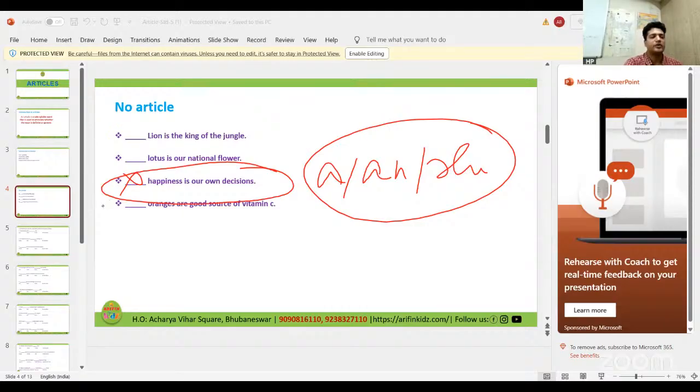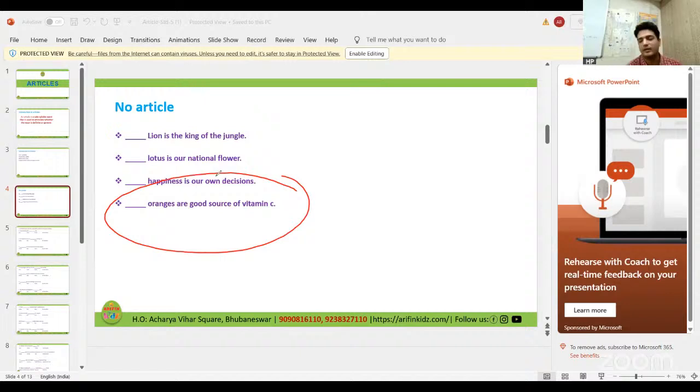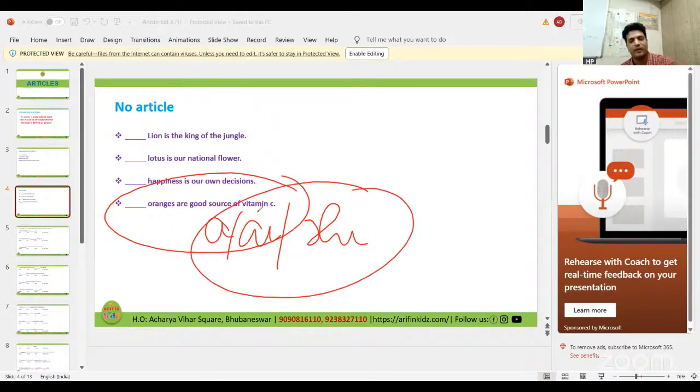Similarly, the next question is also similar. Oranges are good sources of vitamin C. So it does not require any article as well. Oranges are good sources of vitamin C. The sentence itself is complete. So a, an, and the are wrong. All three of them are wrong. It does not require any article to precede it.